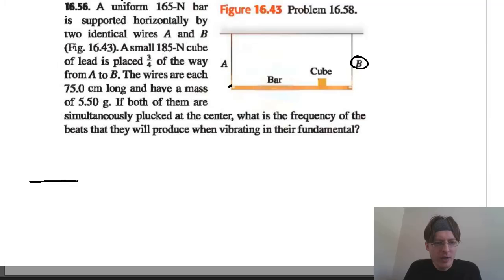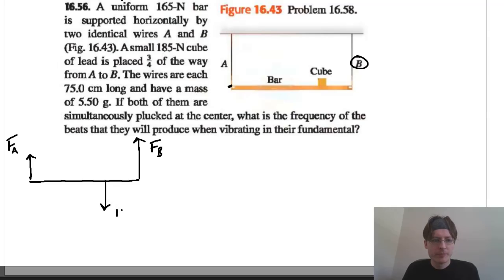So first a sketch. Here's the bar, and I need to draw all the forces here. B is going to be slightly larger in tension because the cube is closer to the right side. So I'll have some larger tension FB, smaller tension in A. I have the cube of lead, which is 185 newtons, and that's 3/4 of the way down the bar. Now the bar itself weighs 165 newtons. That weight effectively pulls from its center of mass.